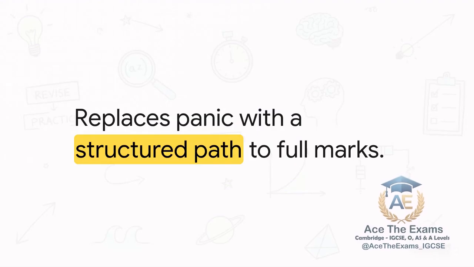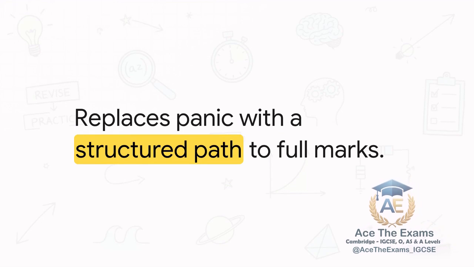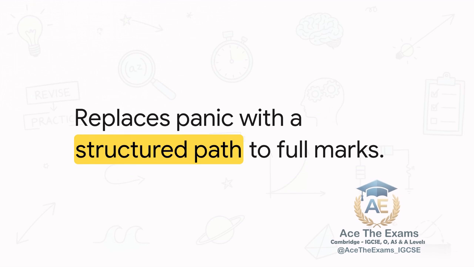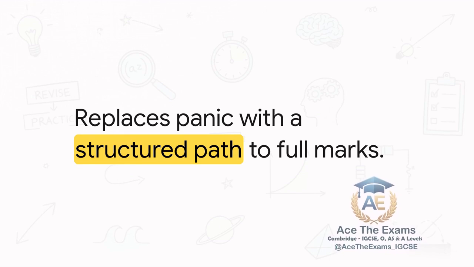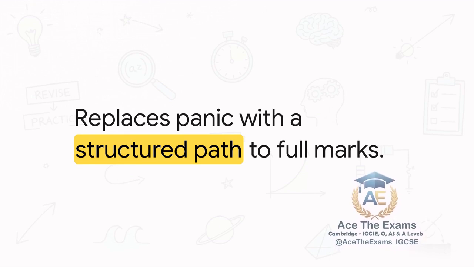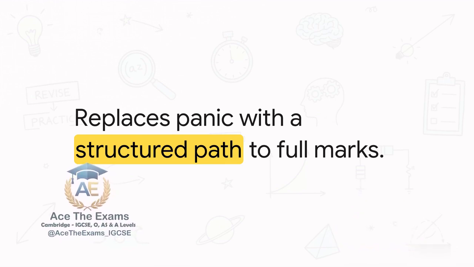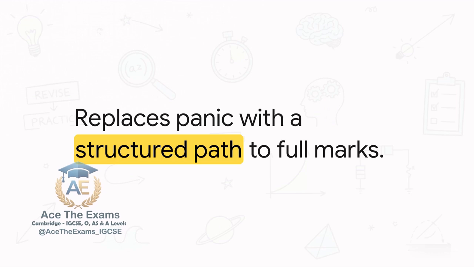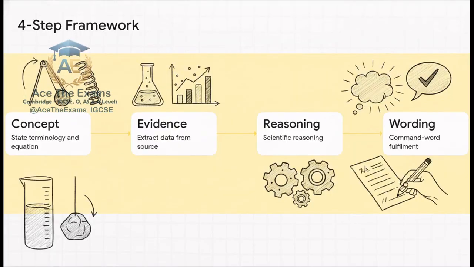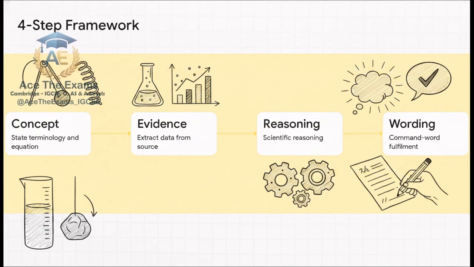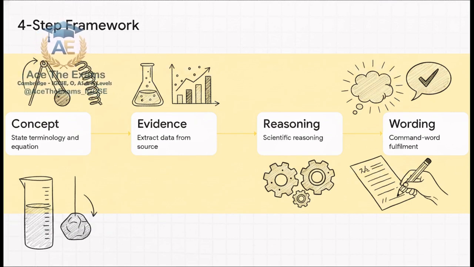To consistently pump out that top-band response, you cannot rely on guesswork, and you definitely can't rely on raw memorization. You need a system. This is the ultimate answer framework. It's a reliable, quick-win system that replaces exam panic with a structured, step-by-step path to full marks in literally any practical, calculation, or descriptive physics question. The framework is just 4 mandatory steps you need to mentally check off. Step 1, concept. Step 2, evidence or data. Step 3, scientific reasoning. And Step 4, examiner wording.